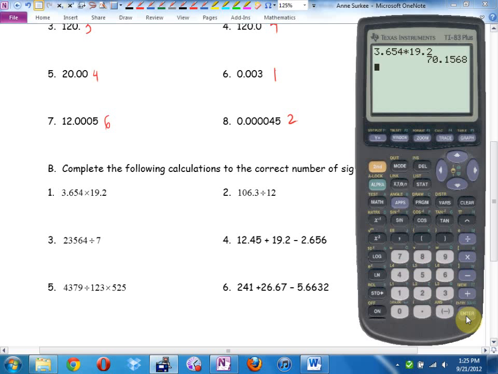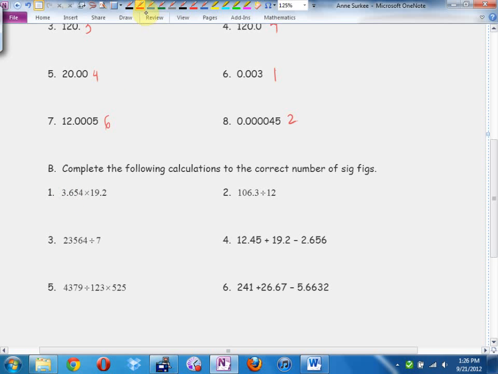How many sig figs does my first term have? 4. How many does my second term have? 3. How many sig figs is my final answer? 3. So it's going to be 70.1 or 70.2? 70.2.